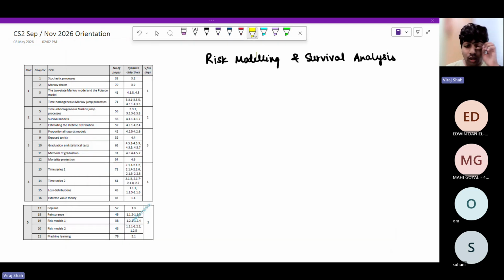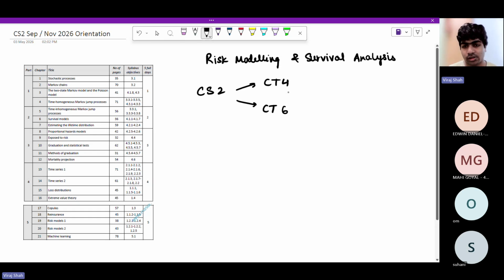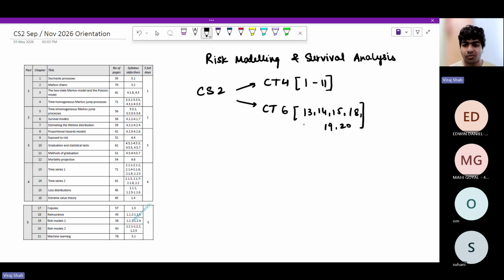Starting. This subject is basically a culmination of two of your subjects from the past, CT4 and CT6. Prior to 2019, it was CT4 and CT6. Your chapters 1 to 11 completely come from CT4, and your chapters 13, 14, 15, 18, 19, and 20 come from CT6. So if you are practicing past papers prior to 2019, you are going to solve CT4 and CT6 papers. Clear?